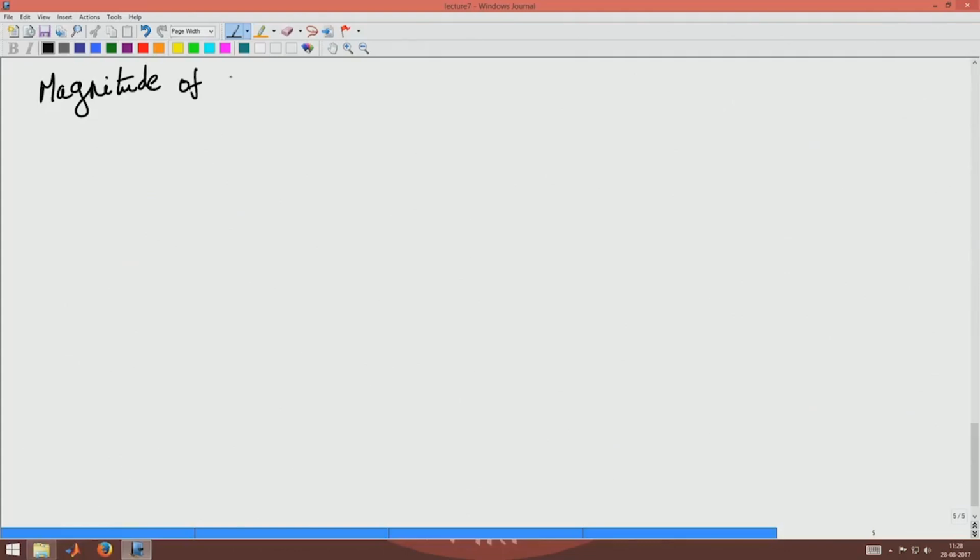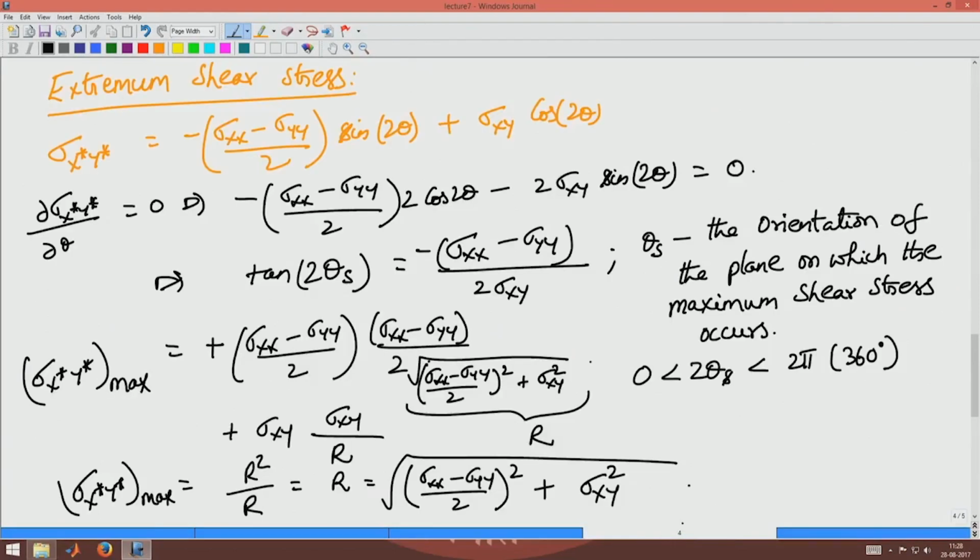Magnitude of normal stress when maximum shear stress occurs. Okay. We saw that the maximum shear stress occurs when tan 2 theta s is given by this expression. Now, I want to find what will be the normal stress when this maximum shear stress occurs.